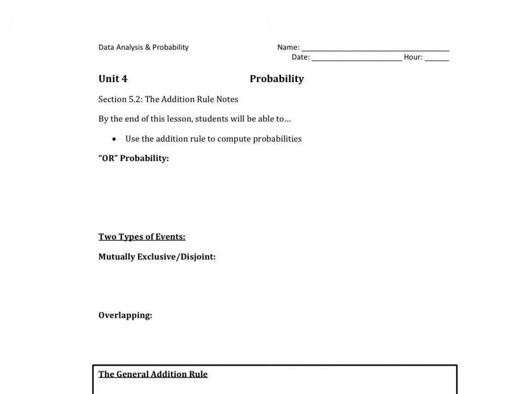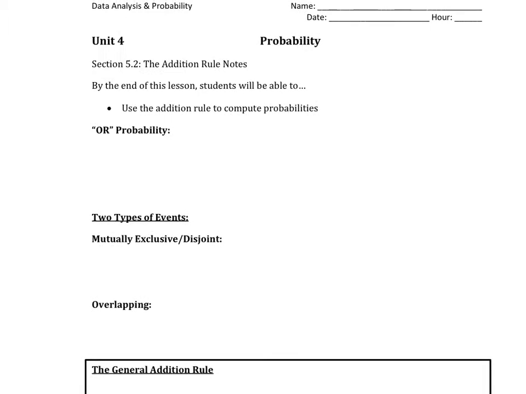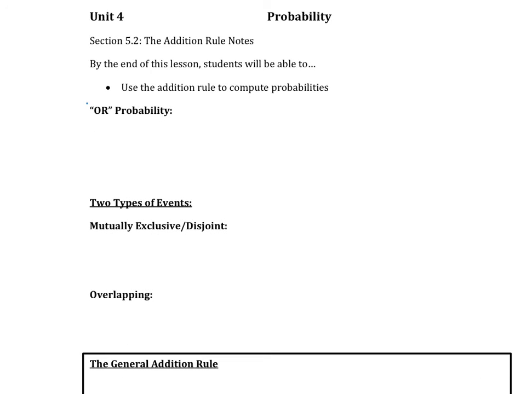All right, so today we're going to be talking about what happens when we do an experiment multiple times, or if we are looking for multiple outcomes for an experiment. So today we're just going to focus on OR probability. This is when you do an experiment only one time, but you're looking for multiple outcomes, like a 2 or a 7, or a red or a blue.